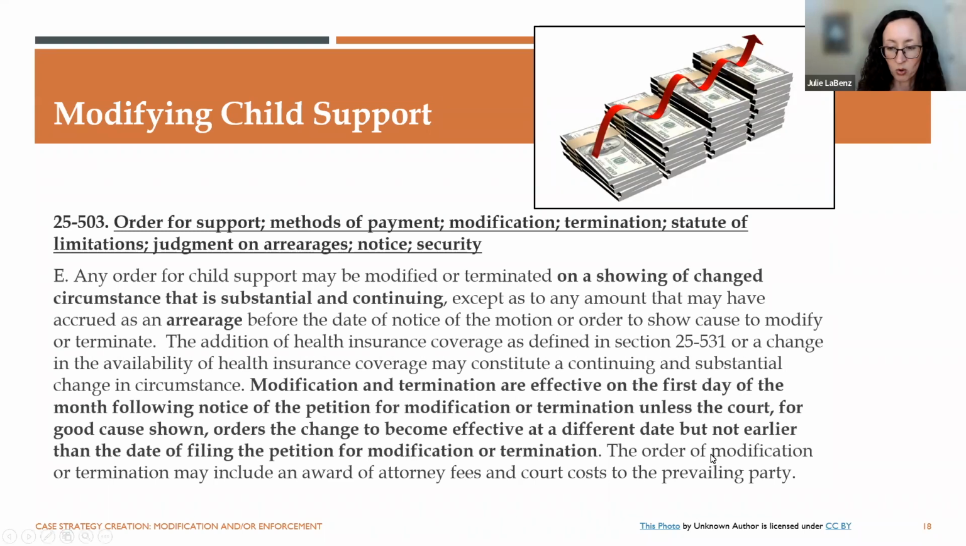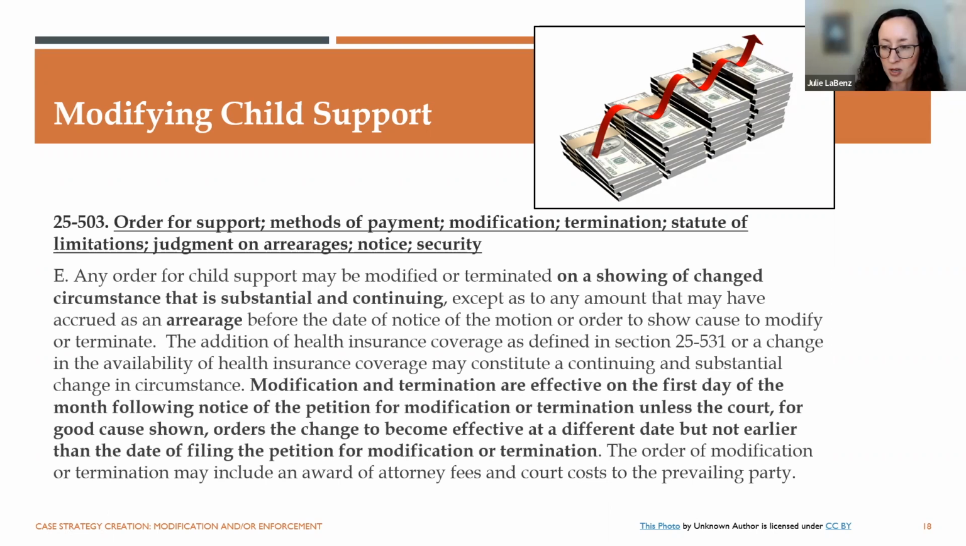Okay. The order of modification or termination may include an award of attorney's fees and costs to the prevailing party. So you can seek attorney's fees if the other side is giving you resistance or there's a big financial discrepancy between the two sides.